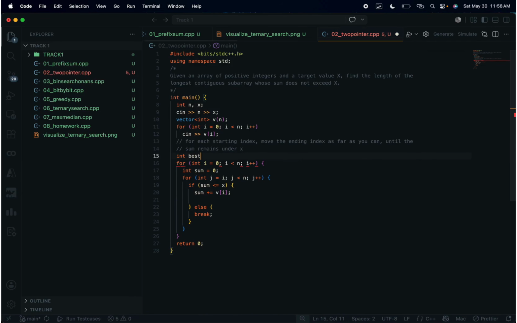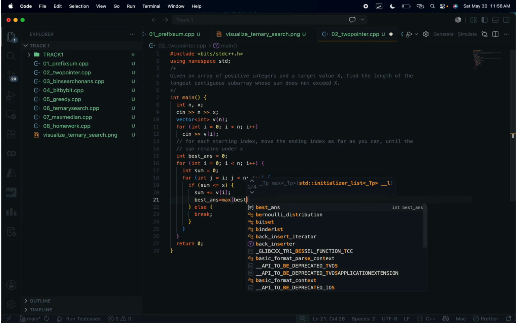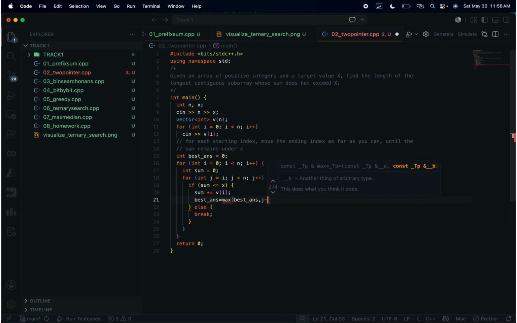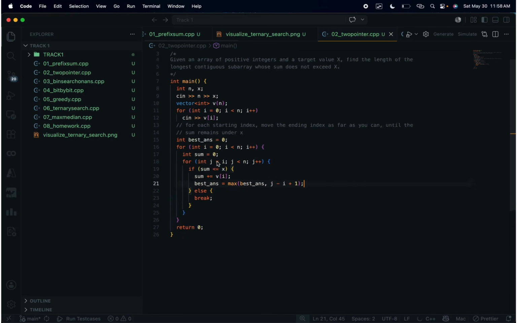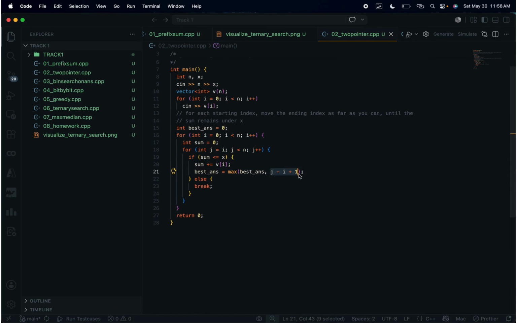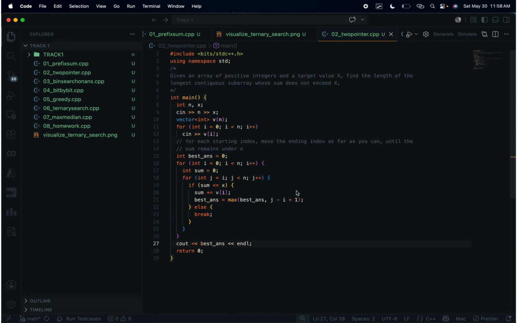So best answer would initially be 0, and since we have added an element, we know that our answer might have changed, so we will update the current answer with j minus I plus 1. The ending index is j and the starting index is I, so including I and j, there are j minus I plus 1 elements in the array. So finally we have best answer, which is the longest subarray whose sum does not exceed x.